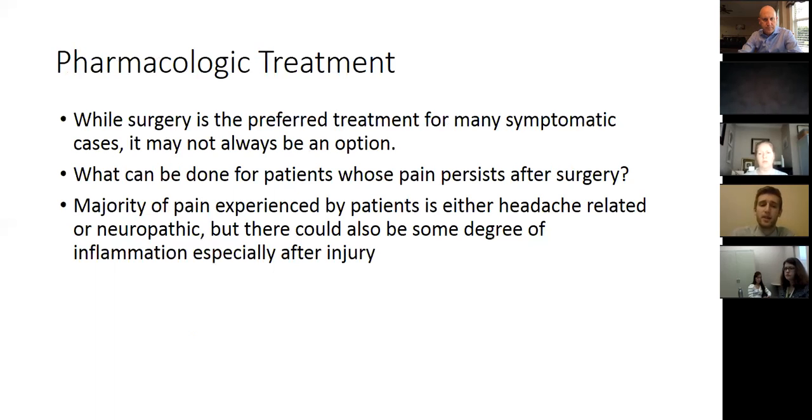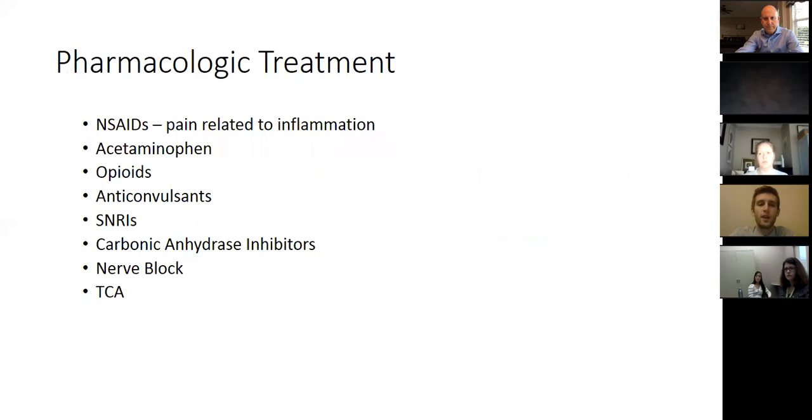And there can also be some degree of inflammation, especially if the patient had a car accident, which sent them having symptoms, or fell and hit their head, had some sort of traumatic event initiating this. So if a patient is having inflammation-related pain, NSAIDs are definitely going to be preferred for these patients. Acetaminophen can be used. Again, none of these options really have great data.